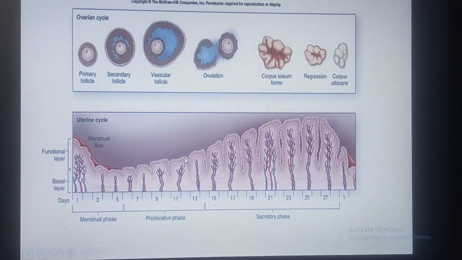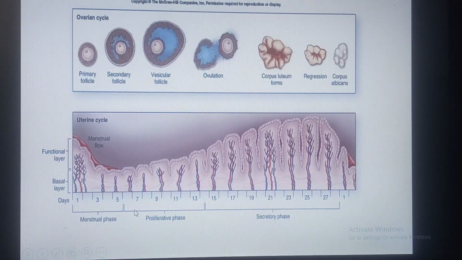Now if nothing happens, then after 2 weeks, the corpus luteum regresses. If no conception takes place, then eventually it will have to be broken down, and the functional layer will have to be shed off. So in the uterus, we are going to have the menstrual phase, which will last 3 to 5 days. Some people have it up to about the 7th day.